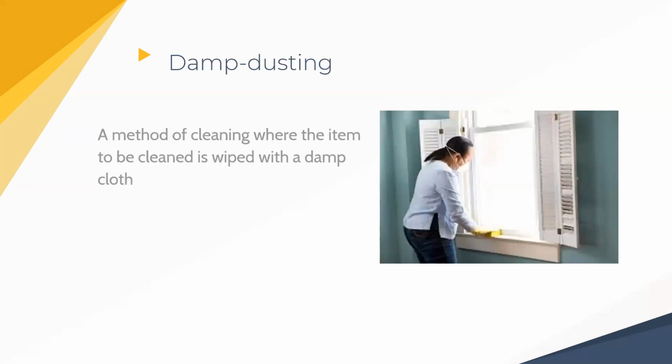Damp dusting, as the term says, is a method of cleaning where the item to be cleaned is wiped with a damp cloth. All right. It's important to know where and when this should be done. Sometimes if we just do dry dusting in some places, we may end up scratching those surfaces, because there may be something a little pointed, or a little not so smooth particle, and that may end up scratching the surface that we are cleaning. So we have to be very clear, and damp dusting can help in such times.